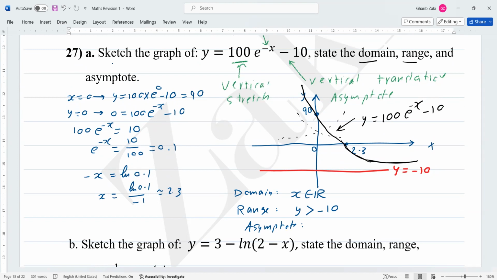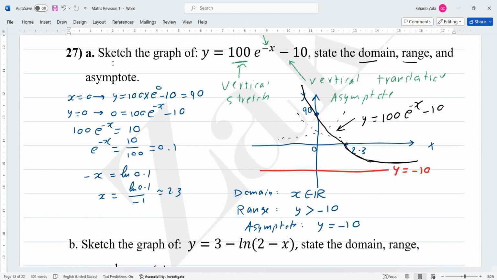Mr., what do we do with 100? Oh, this 100, I said it is just a vertical stretch. It affects the point of intersection with y-axis. The asymptote is y equals negative 10. Here we talk about sketching the curve, Shah. So the 100 affects what? The point of intersection with y-axis.